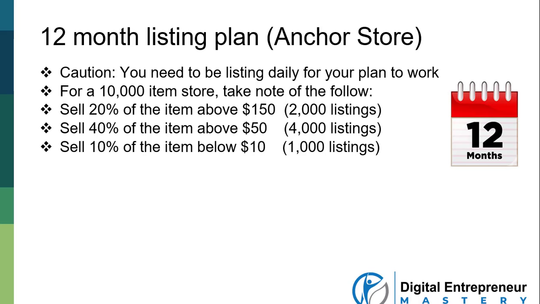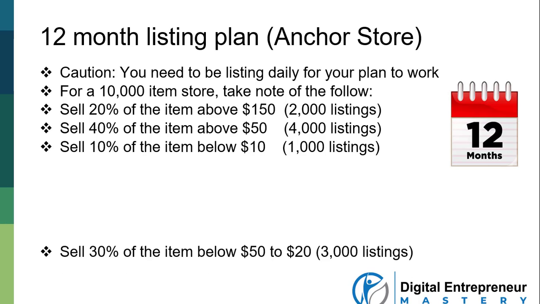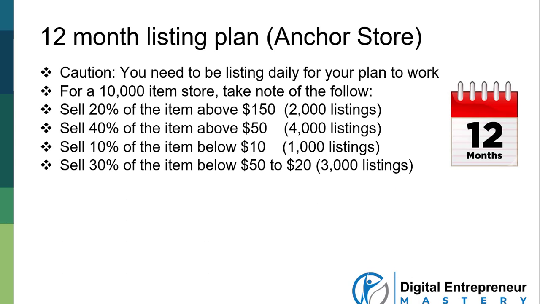Some of the items that are below $10 will give you a possibility of risk here. The risk is because some of the sellers on Amazon might turn the top $10 below item into an add-on item. So in this case, if it happens, please remove the item and do not list it again. And for 30% of the items that are $20 to $50, you should have about 3,000 listings. So instead of parking the 10% you mentioned before, you can park this 10% down here in the range of $20 to $50.